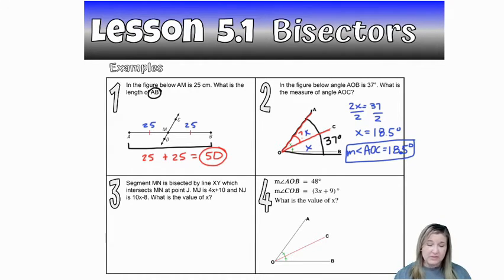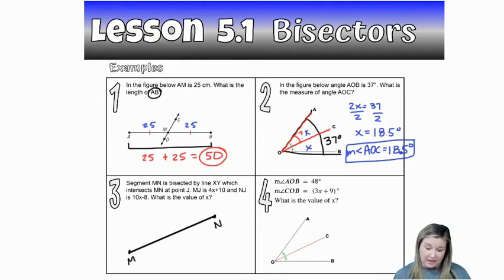All right, so this one says segment MN is bisected by line XY, which intersects MN at point J. MJ is 4x plus 10, and NJ is 10x minus 8. So what's the value of x? So what we need to do here is draw it, essentially. I'm going to have a line here, and this is a segment, so it has endpoints M, N, okay?